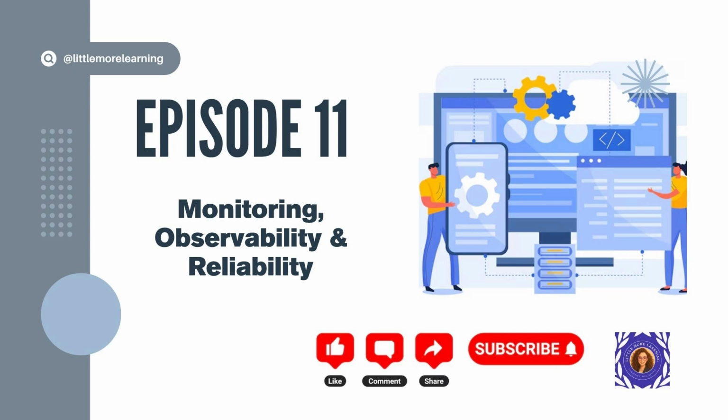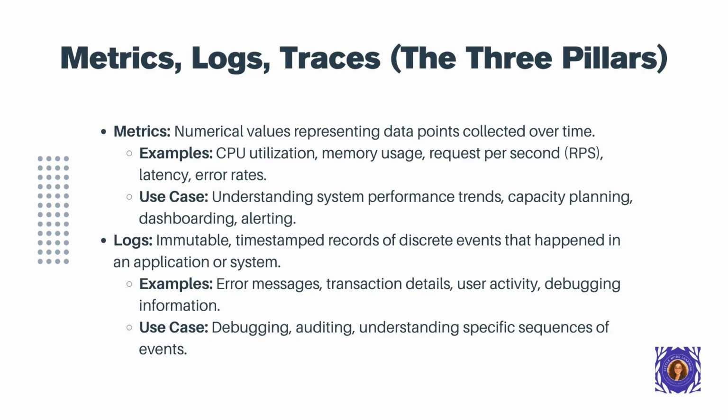Today we're diving into one of the most crucial aspects of modern software engineering: monitoring, observability, and reliability. Let's start with what I call the foundation of observability, the three pillars. Think of these as three different lenses through which we can examine our systems, each giving us a unique perspective.